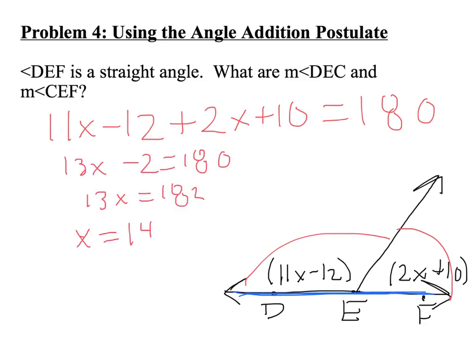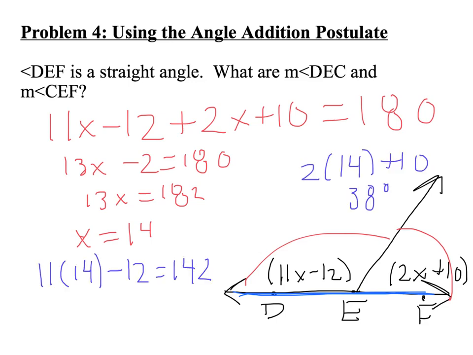Once you combine your like terms, add 2 to both sides and divide by 13, you get that x is equal to 14. So now in order to find the two missing angles, the two smaller parts, you have to plug x into both equations. Do that now. Once you plug in 14, angle DEF, this angle right here, would be equal to 142 degrees. And angle CEF would be equal to 38 degrees.